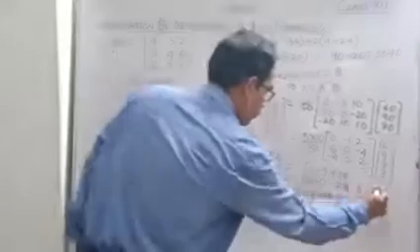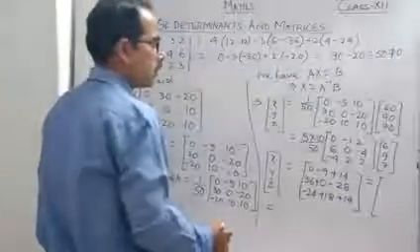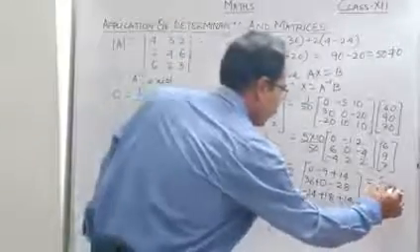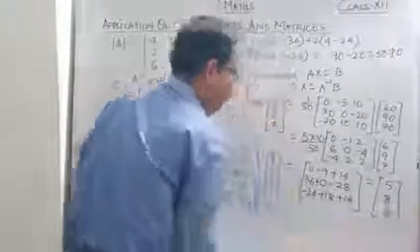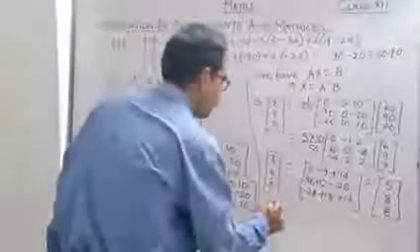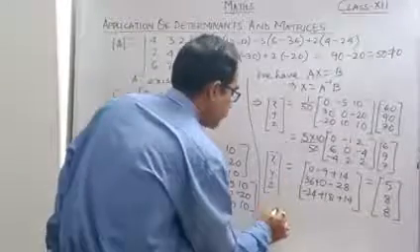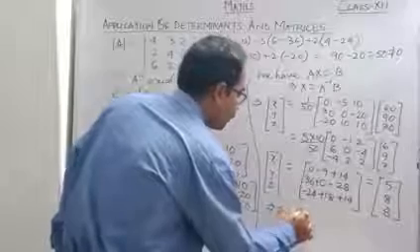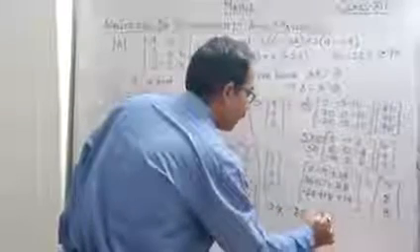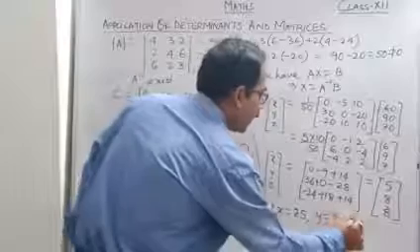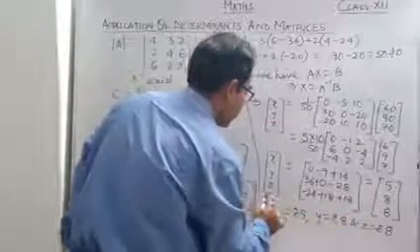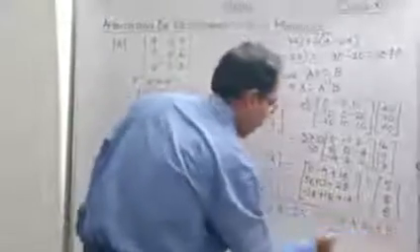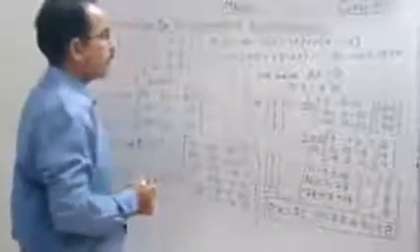Which is equal to 5, 8 and 8, correct? So I can write, which implies X equal to rupees 5, Y equal to rupees 8 and Z equal to rupees 8. This is the final answer. I hope it is clear students. So very interesting maths. Clear?